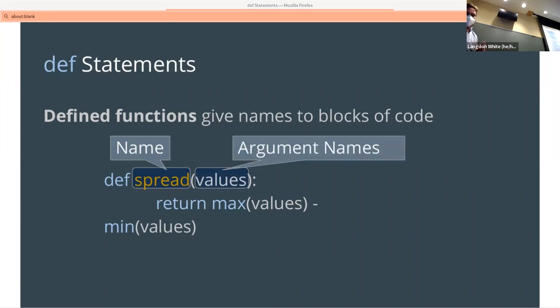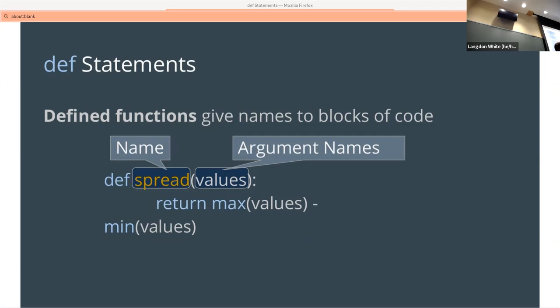This is one of the build slides where it's like too much building. Then we have the things that are in the parentheses. These are called arguments or argument names, or sometimes they're also referred to as parameters. Again, I'll probably use them interchangeably, but I think Python calls them arguments officially. This is just another name, so it should be representative of what you think that should be.